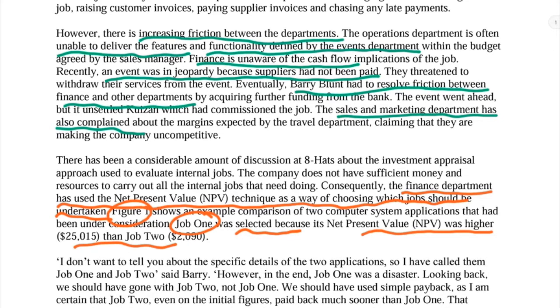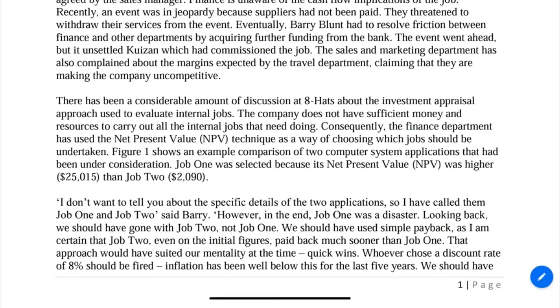But anyway, let's move on to the next paragraph first. From this paragraph here, you can see Barry starts to criticize the NPV method a lot. Why? Because based on the finance department, what they chose is job 1. The main reason is because NPV is higher. But too bad, if you really look at it, at the end of the day, job 1 was actually a disaster. That's why this makes Barry start to voice out, to fight for his opinion that actually NPV is not good.